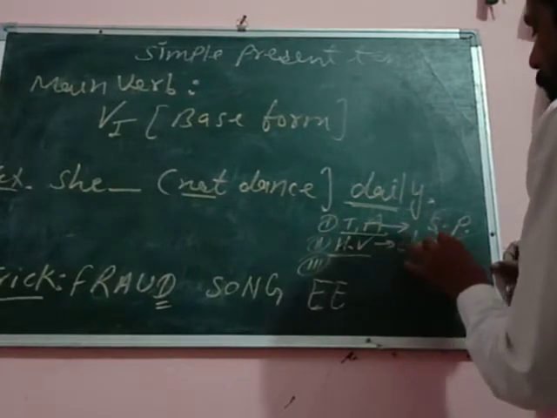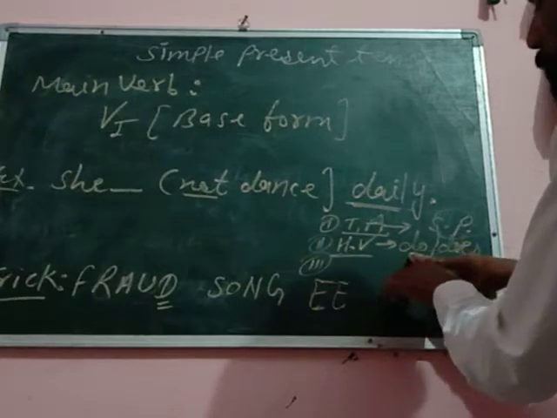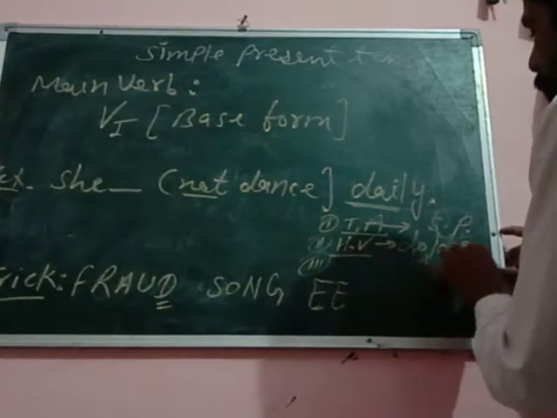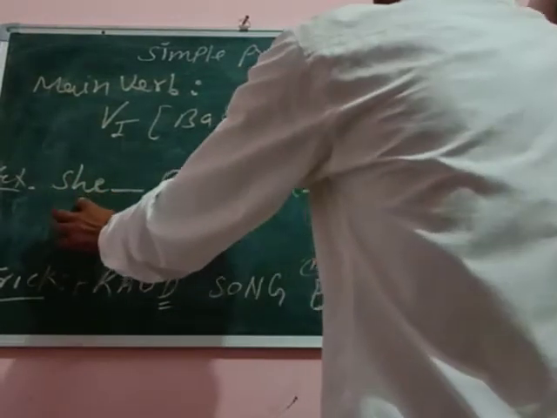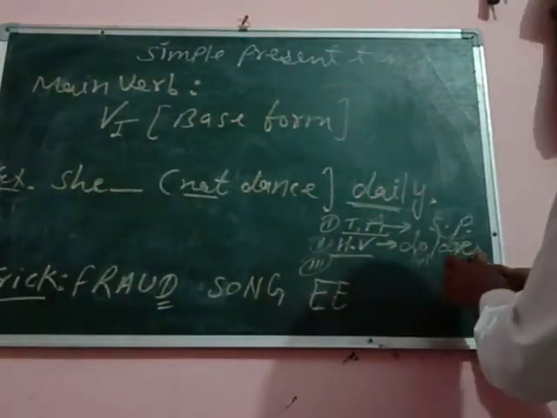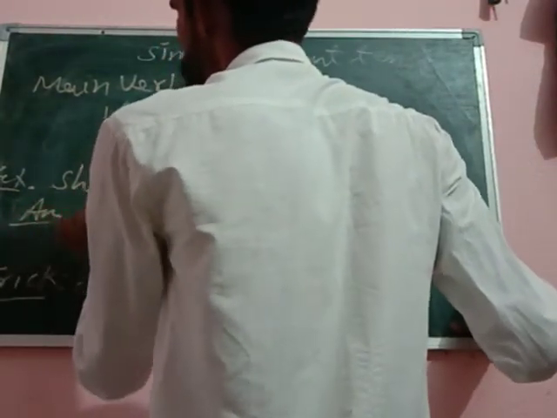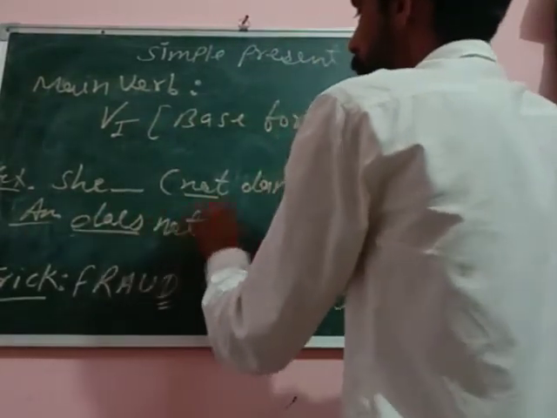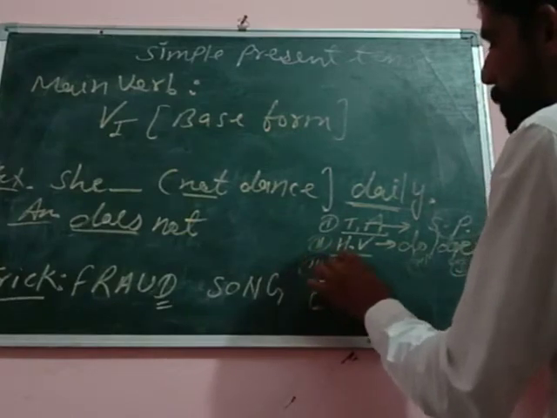Okay, and which helping verbs are used? Do or does. Do is used with plural subjects and does is used with singular subjects. See is singular, so we have to choose does. So the answer is does plus not, and third stage is to write main verb.